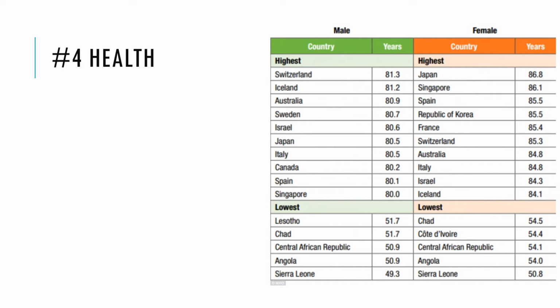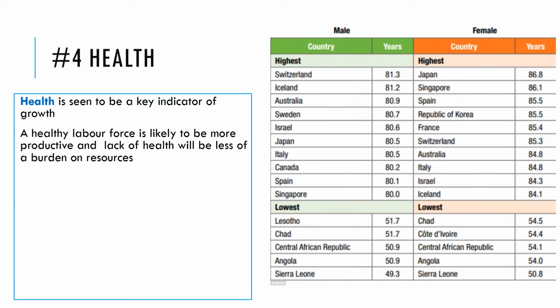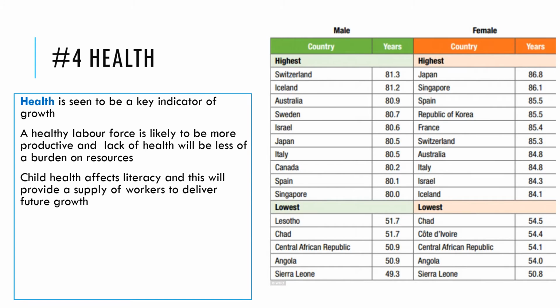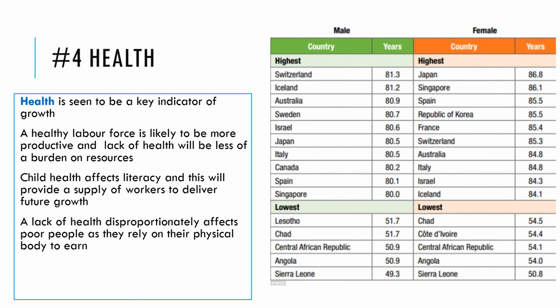The fourth measure that businesses might consider is the health of the countries. A healthy labour force is likely to be more productive and therefore have fewer days off work, fewer health-related issues for the workforce. Again, child health will affect the literacy rates, and that will in turn affect the supply and the quality of workers to deliver future growth. Poor health disproportionately affects poor people, as normally they rely more on their physical attributes to earn money, which is particularly true of people in less developed countries.